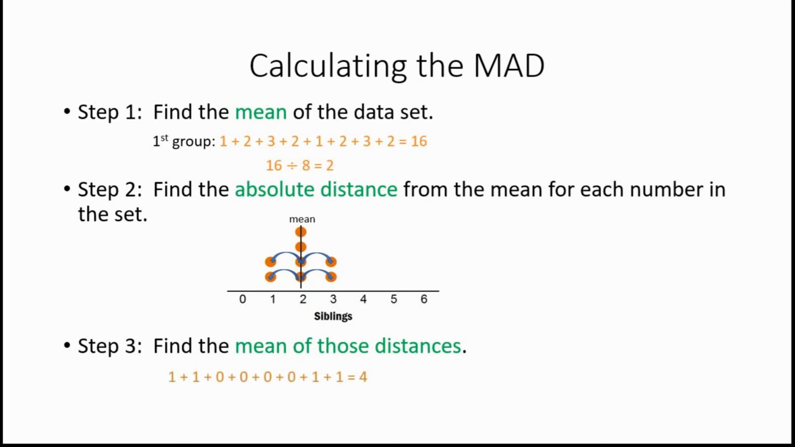So then our third step is going to be to add up all of those distances and then divide to get a mean of those distances. So we have 1 plus 1 plus 0 plus 0 plus 0 plus 0 plus 1 plus 1. All of those distances, when we add them together, we get 4. There were 8 total, so we do 4 divided by 8, and we get 0.5 as our mean absolute deviation. So 0.5 is relatively low. That shows me that there's not a whole lot of variation in this one.